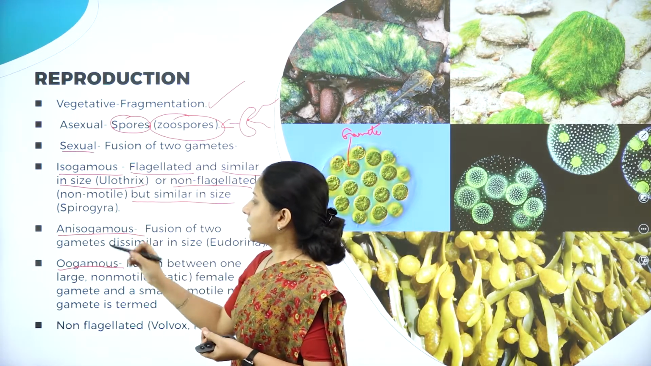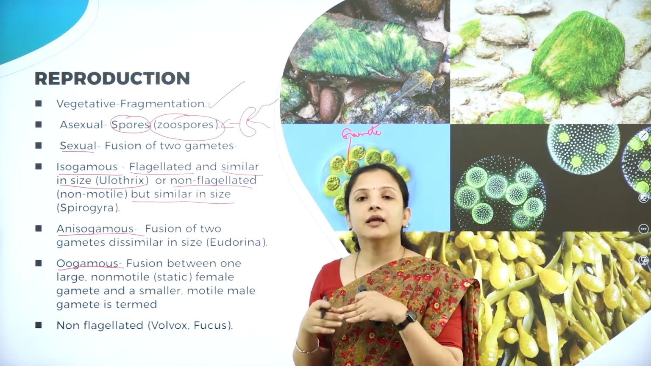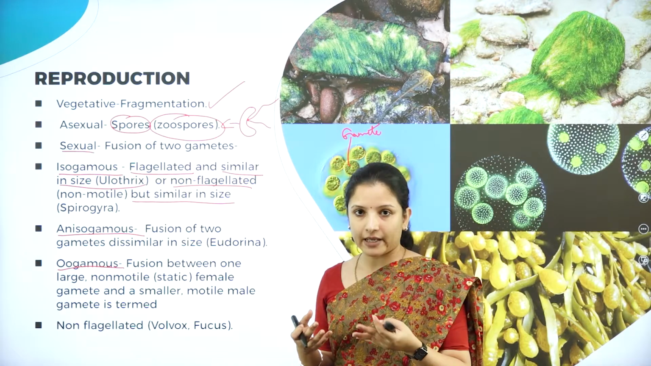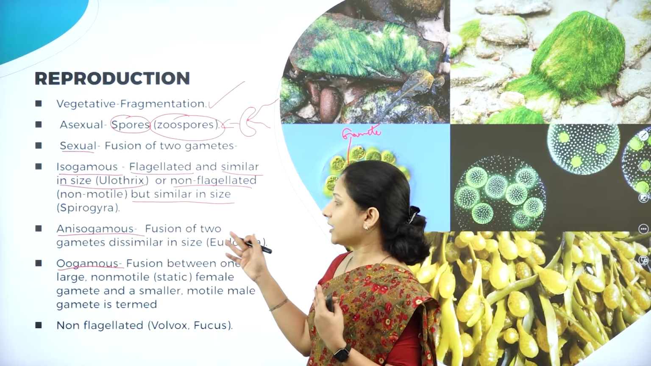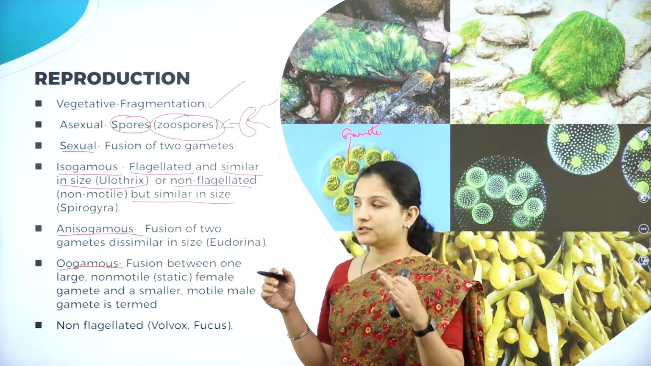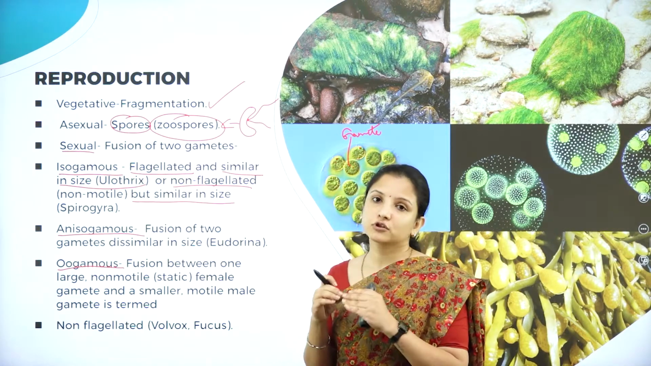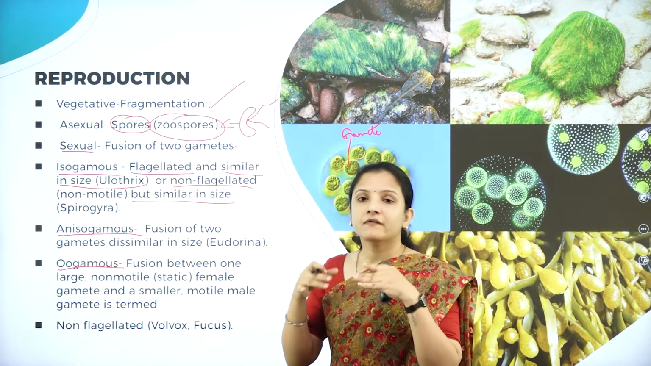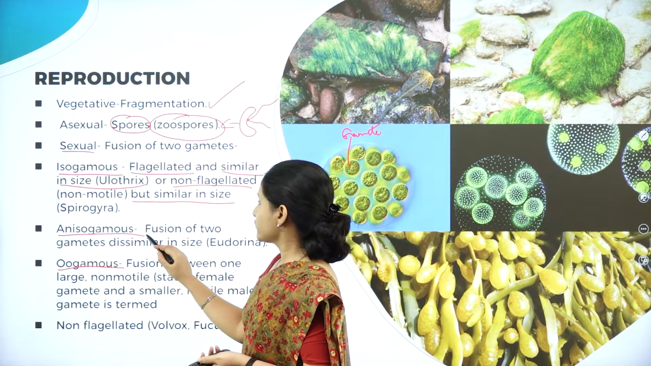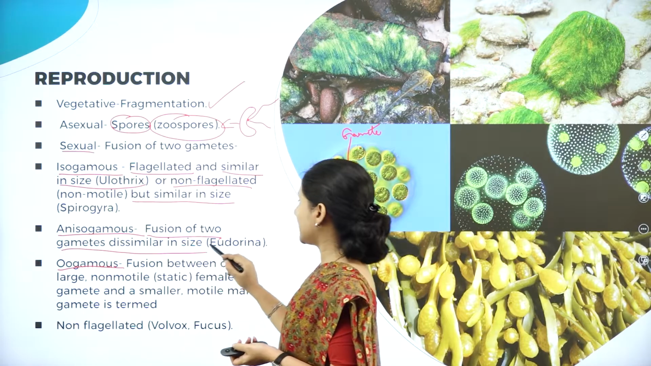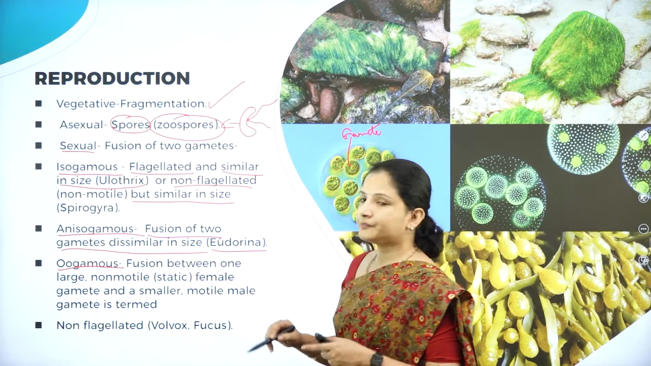When it comes to anisogamous, it is the opposite of isogamous, meaning they are dissimilar, they do not look the same. It is easy to differentiate between the two gametes. In anisogamous sexual reproduction, two dissimilar gametes fuse with each other, that is, two gametes which do not look the same come and fuse. So fusion of two gametes dissimilar in size is called anisogamous. The best example is Eudorina.